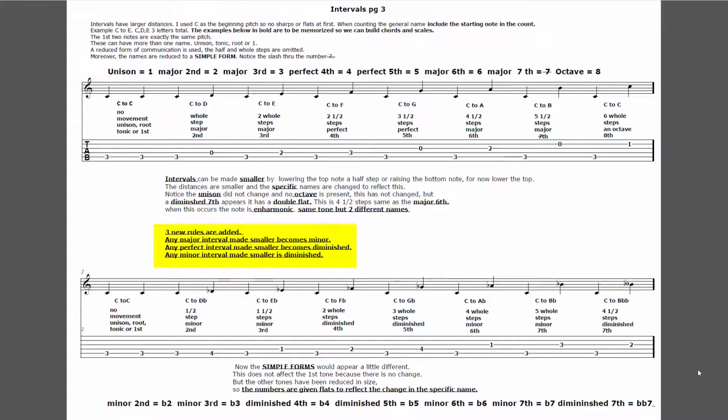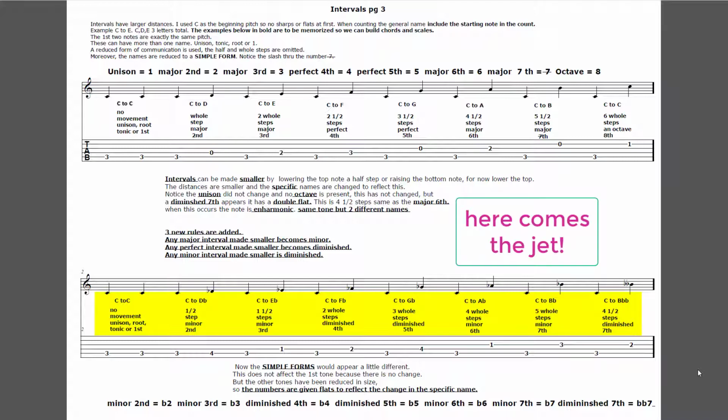Below that, 3 new rules are added. Any major interval made smaller becomes minor. Any perfect interval made smaller becomes diminished. Any minor interval made smaller becomes diminished. Look below that. It shows C to C. There is no movement again, and that's just unison, root, or first.